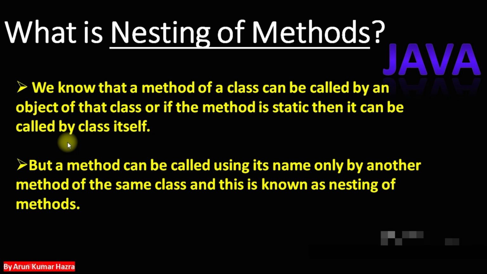Now there is another concept for calling a method where you don't need to use any dot operator or class name. You can directly use the same method name, okay, and that method call will happen from another method of the same class. So a method can be called using its name only by another method of the same class, and this is known as nesting of method. If you are a bit confused, no need to worry, we will create an example and try to understand what is actually nesting of method. So let's check it in Eclipse.